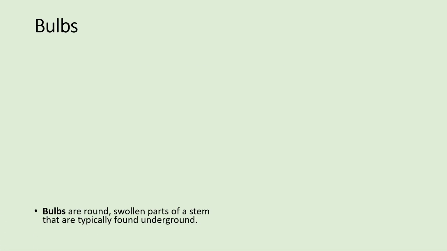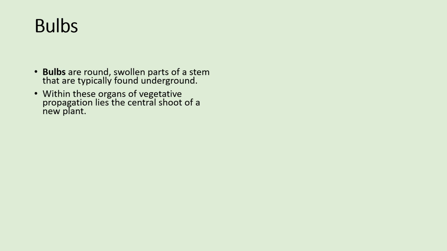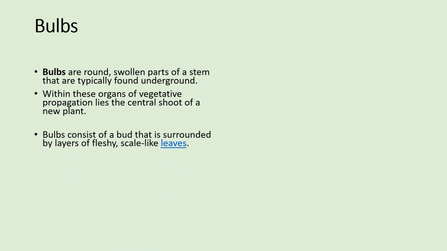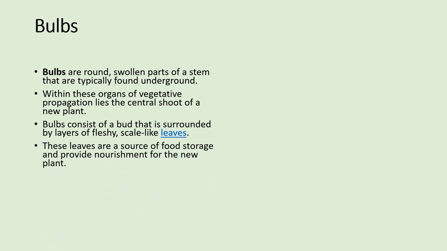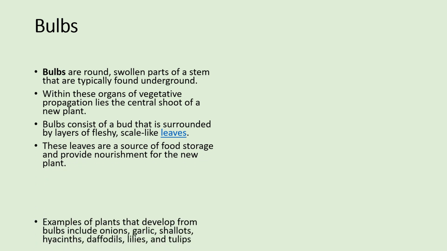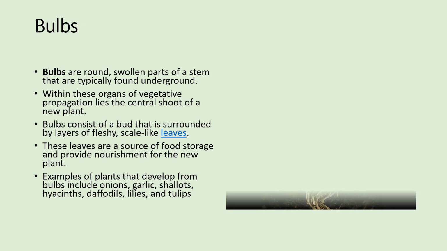Bulbs. Bulbs are round, swollen parts of a stem that are typically found underground. Within these organs of vegetative propagation lies the central shoot of a new plant. Bulbs consist of a bud that is surrounded by layers of fleshy, scale-like leaves. These leaves are a source of food storage and provide nourishment for the new plant. Examples of plants that develop from bulbs include onions, garlic, shallots, hyacinths, daffodils, lilies, and tulips.